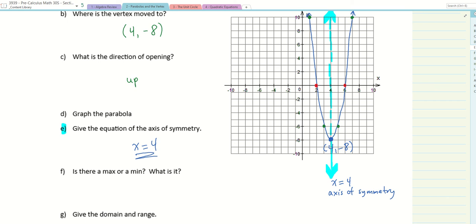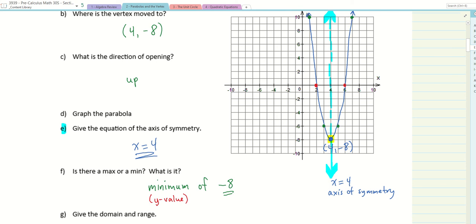Is there a max or a min? Well, since this thing opens up, there's a minimum of, nope, not 4. Maximum or minimum refers to the y value, okay? So the minimum y value that we can have on this parabola is -8. Okay, that's as low as we go.